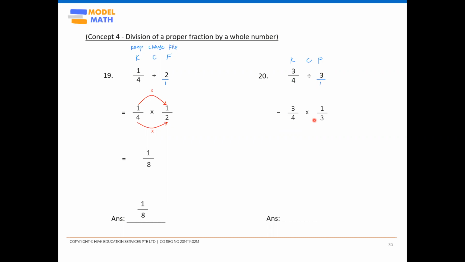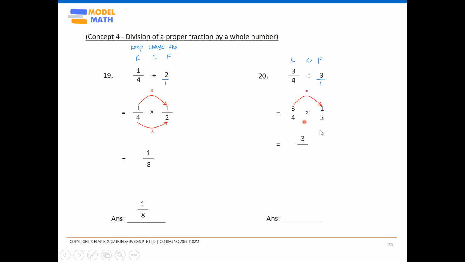And from there, just apply what you know from multiplication of fractions. Notice that 3 and 3 can both cancel. In this case, they didn't do the cancellation. They went straight top times top, bottom times bottom. That's fine as well. But of course, if you notice 3 and 3 can cancel, you can do that straight away.